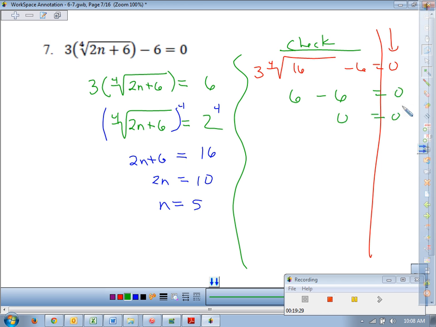Don't try to isolate the radical, which still works, like I said, but it's too much work, right? Just clean up what's over here. There's no variables at all. You're not trying to solve for anything. You're trying to check to see if 0 equals 0. Solution set.